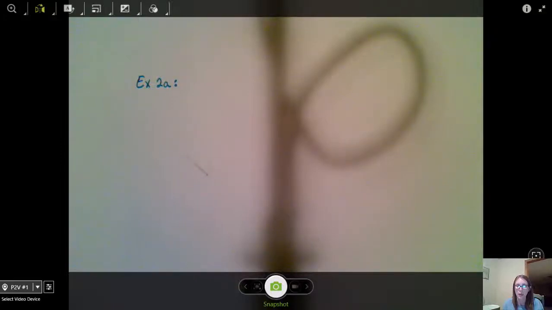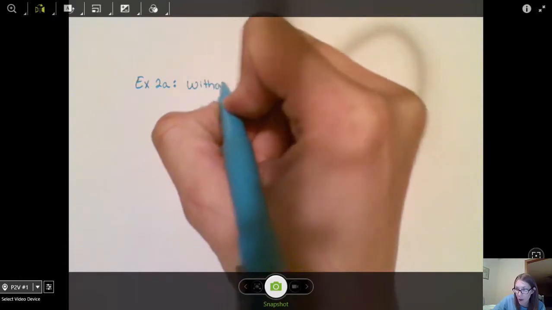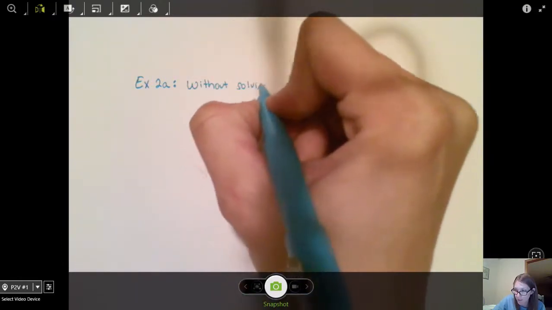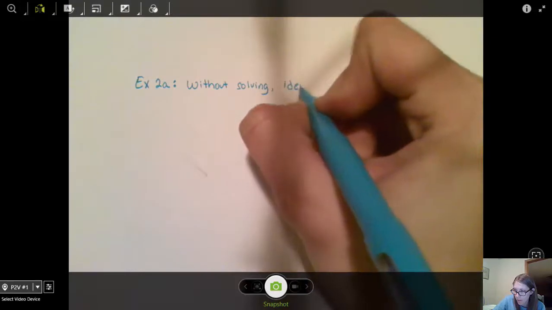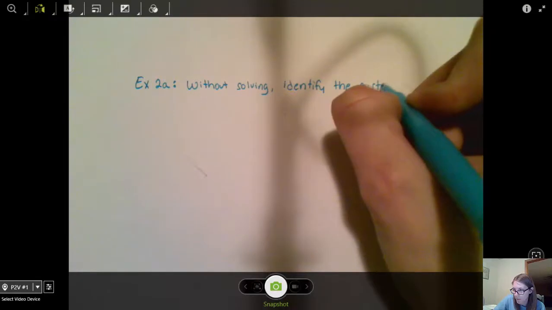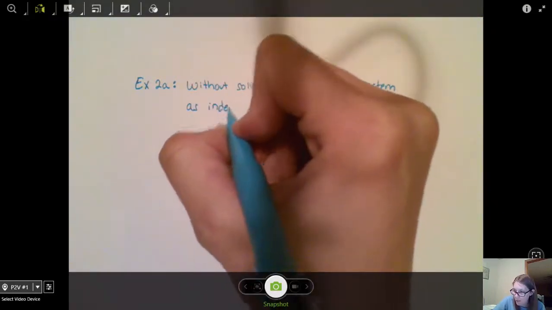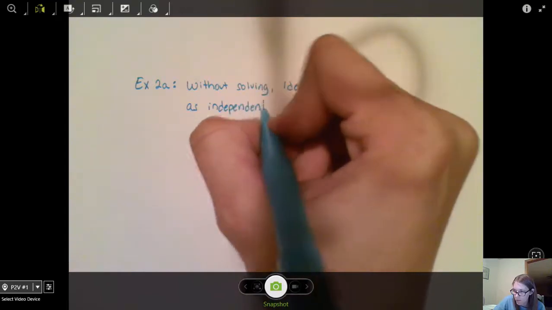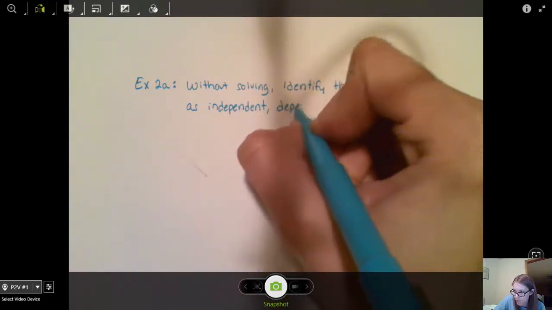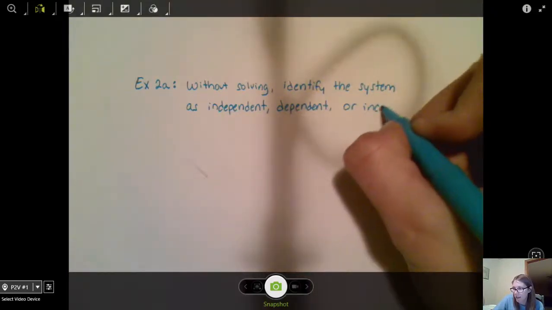This next type of problem we are going to look at doesn't actually involve solving a system of equations. Example 2a, our directions actually say, without solving, identify the system as independent, dependent, or inconsistent.